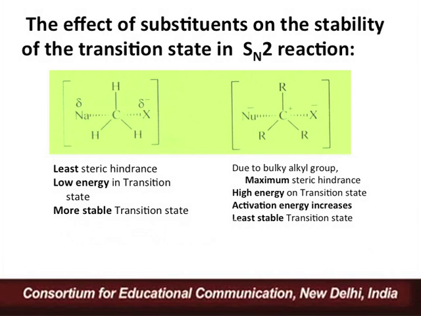Whereas when we talk of a sterically hindered tertiary alkyl halide, here the hydrogens have been replaced by bulky alkyl groups. These bulky alkyl groups will offer greater steric hindrance to the incoming nucleophile, as a result of which the energy of the transition state will be high and it will be least stable. The energy of activation will also increase, thus the rate of reaction will be less.